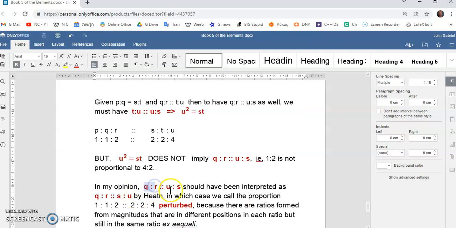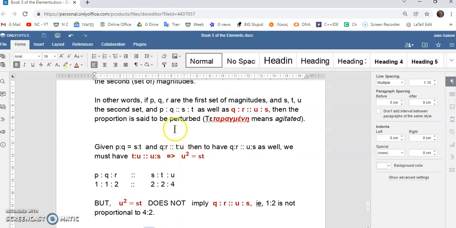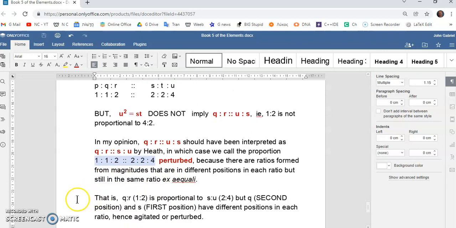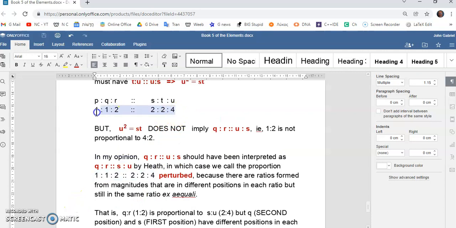QR in proportion to US. So not in proportion to ST, but in proportion to US. And that, of course, would be the perturbed proportion, because there are ratios formed from magnitudes that are in different positions in each ratio, but still in the same ratio, aequali. So this is one example I've given you here of an actual perturbed proportion.